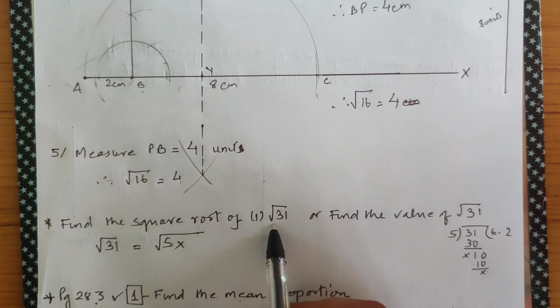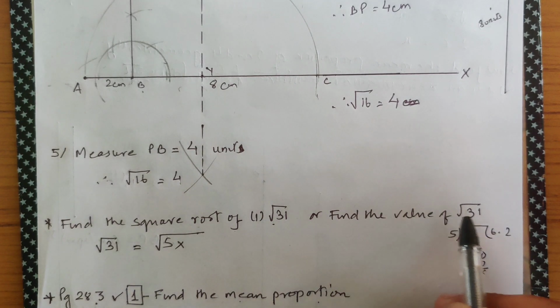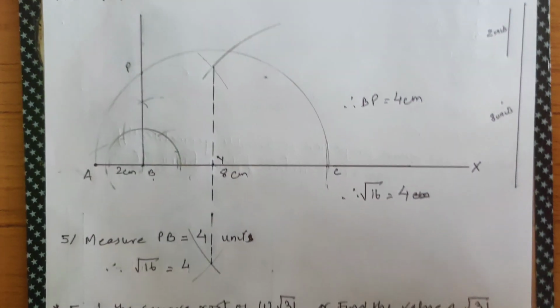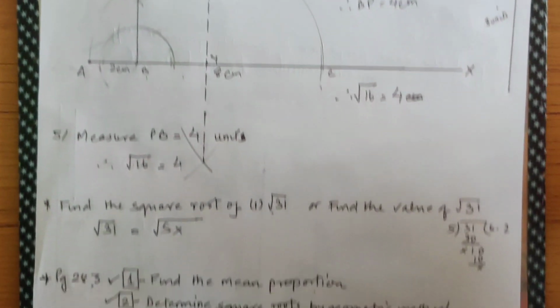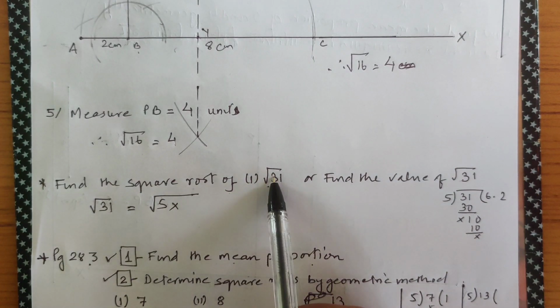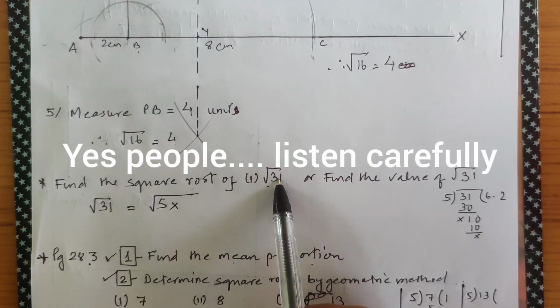Find the square root of 31. Okay, or find the value of root 31. Now look here, 16, you could break it down simply 2 into 8. But how will you break down 31? So whenever you get this kind of odd numbers, don't be confused.